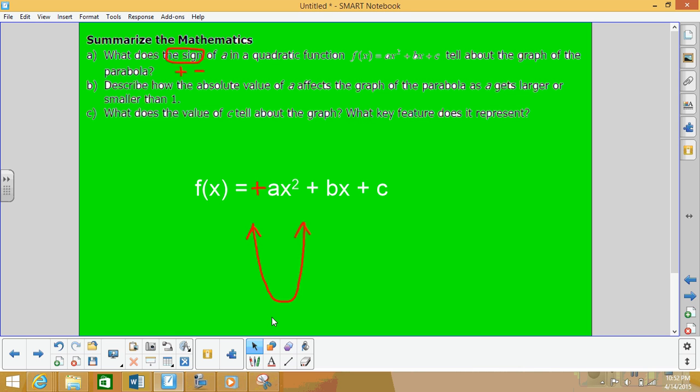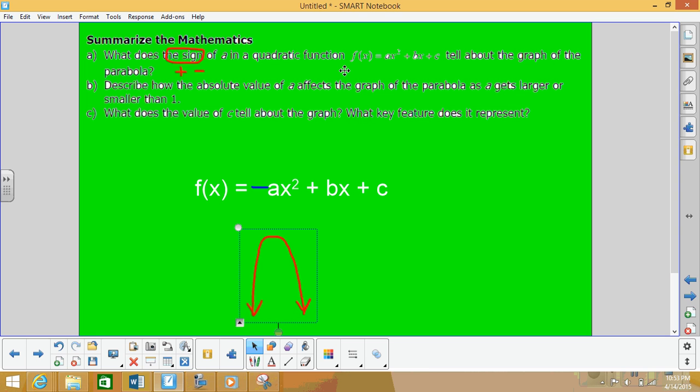Likewise, if you have a negative in front of the a, what it does to your original parabola is it flips it over the x-axis. So what do they tell you about the graph? They tell you whether it's being reflected over the x-axis or not.